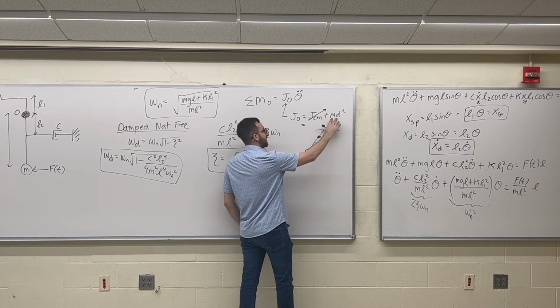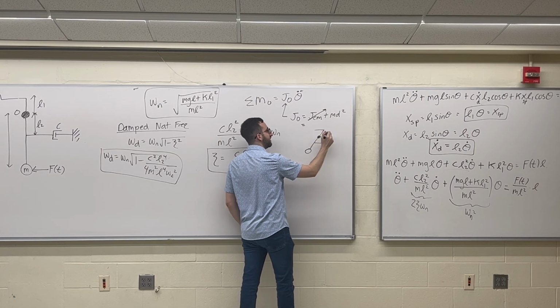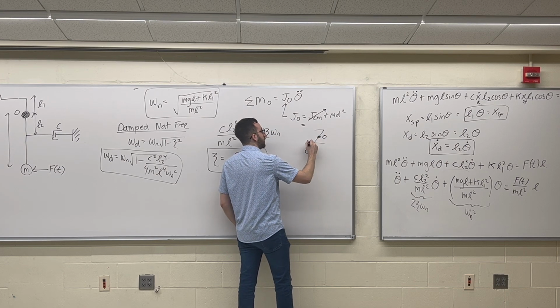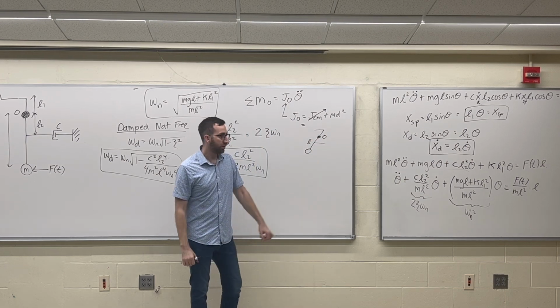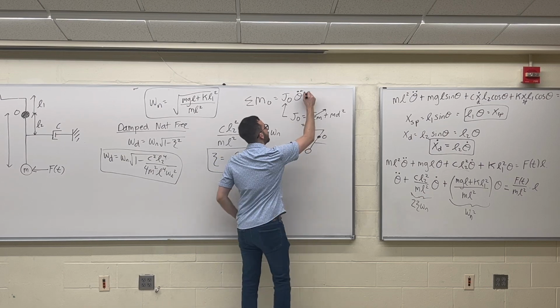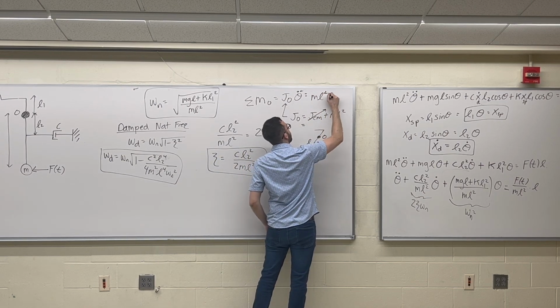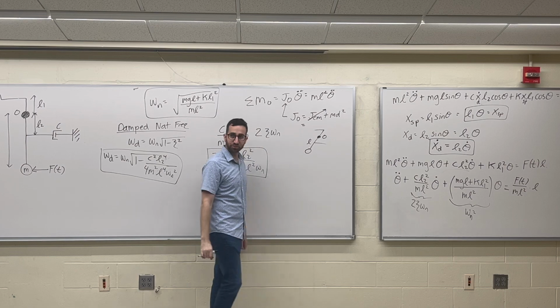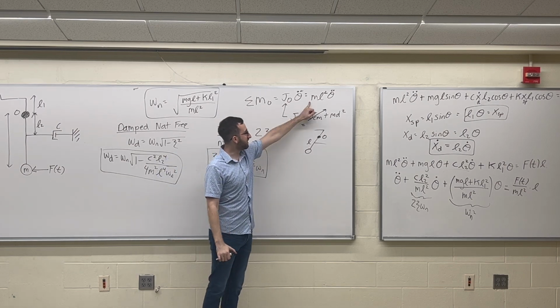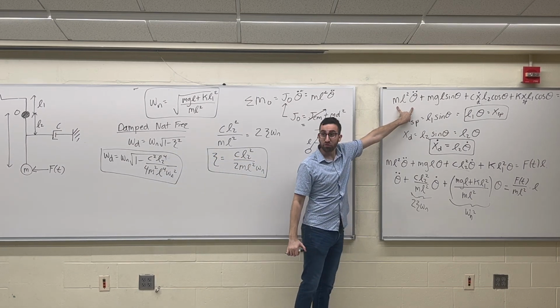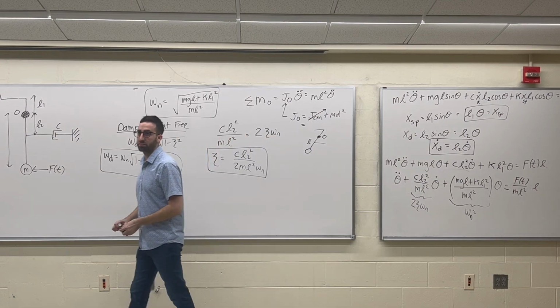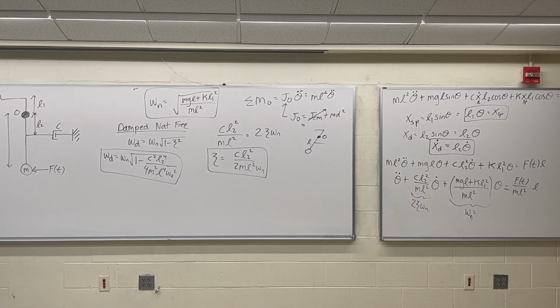And then we say that this is going to be m times d, where d is the distance away from the pivot point, which in this problem happened to be L. So this is ml squared, which is where this comes from here, ml squared theta double dot. So that's the sum of moments is equal to that. That's where that comes from. Answer your question? Yeah. Cool.